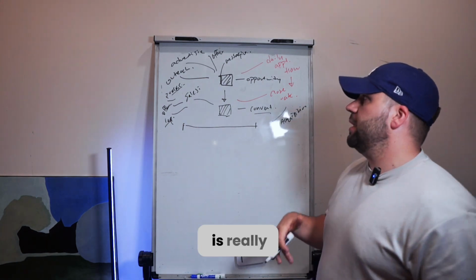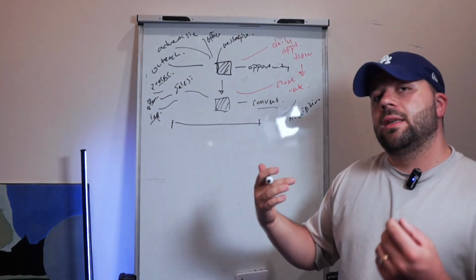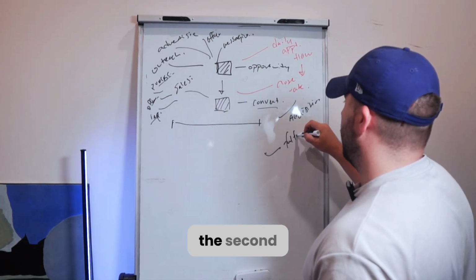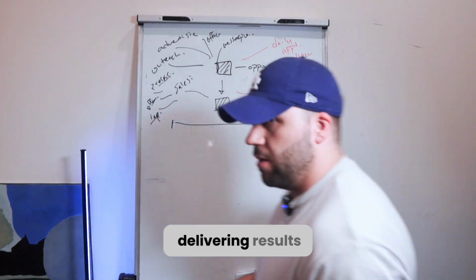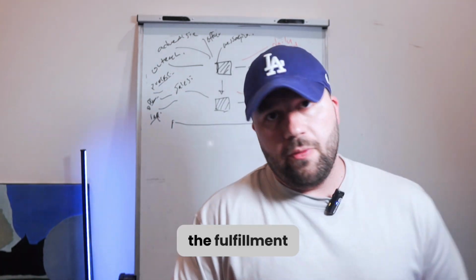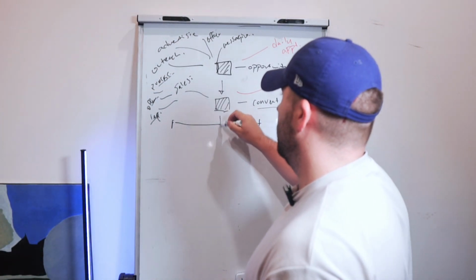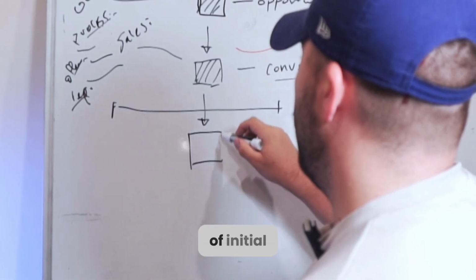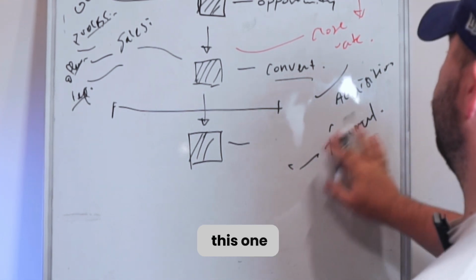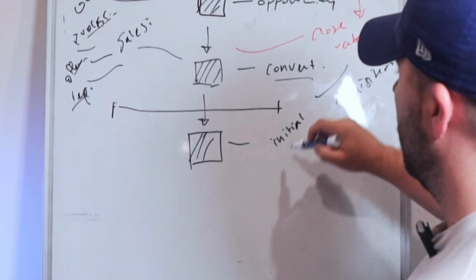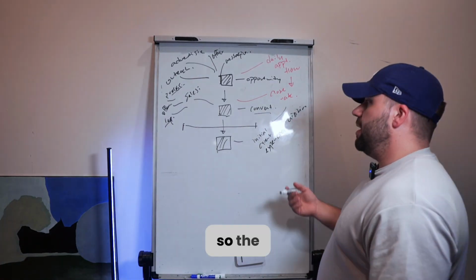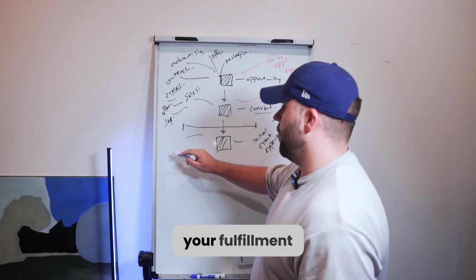Acquisition is really only one side of the equation. We actually need to have fulfillment as the second piece, which is delivering results for your clients. In the fulfillment phase, we need a system for the leading indicator of initial client results or experience. So I'm going to call this one initial client experience.